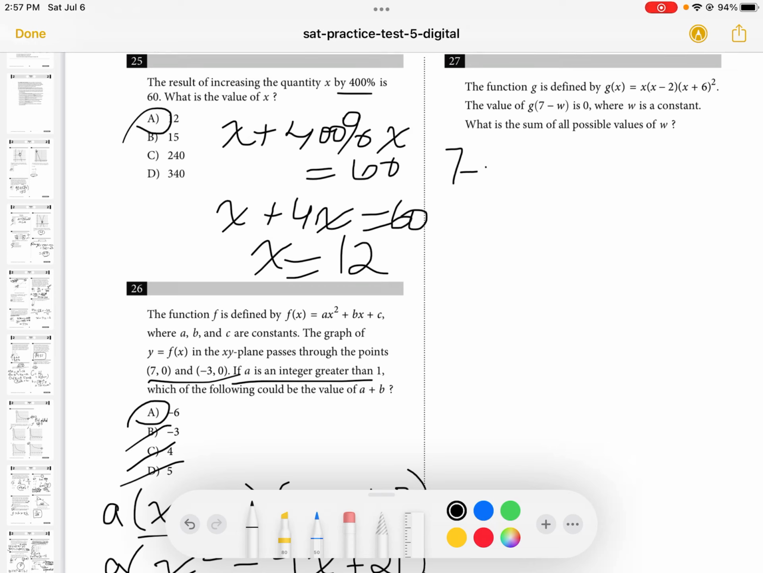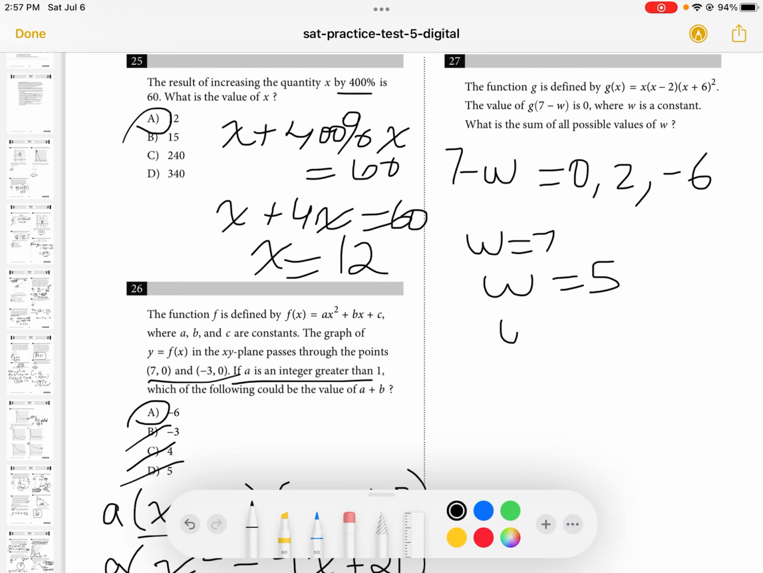Okay, so 7 minus w can equal the zeros of g of x. So 7 minus w can equal 0, can equal 2, and it can equal negative 6. Right? So if 7 minus w equals 0, w equals 7. If 7 minus w equals 2, w equals 5. And if 7 minus w equals negative 6, well, w equals 13. And if we add all the values together, the sum of all possible values of w is 25.